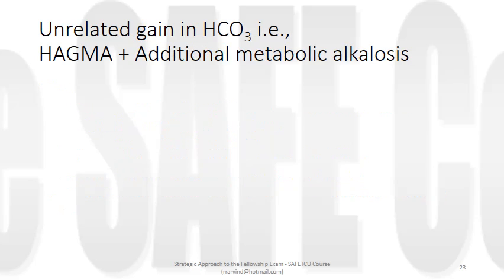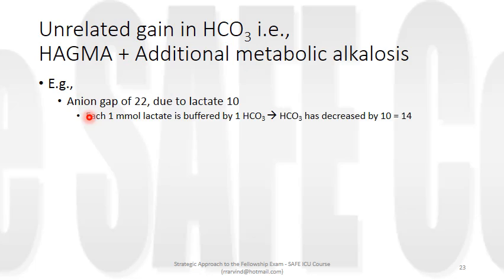Now let's take the other end of the spectrum. A patient with a high anion gap metabolic acidosis because of lactate, for example, but he has an additional metabolic alkalosis. Let's see an example. His anion gap is 22 because of the lactate being 10. As usual, each millimole of lactate is buffered by 1 bicarb, and therefore the bicarb has decreased by 10 from 24, so it's 14. So it's all good so far.